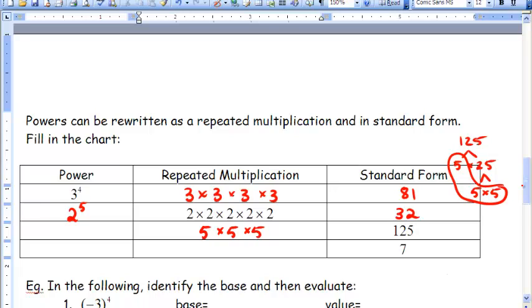How do we write that in power form? Well, we go 5 to the exponent of 3. Next, we've got 7. What two numbers multiply to 7? Well, it turns out 7 and 1. Well, 7 is just by itself. And then we get 7 to the exponent of 1. That just says 7. All right, so any number to the exponent of 1 is just the number itself.